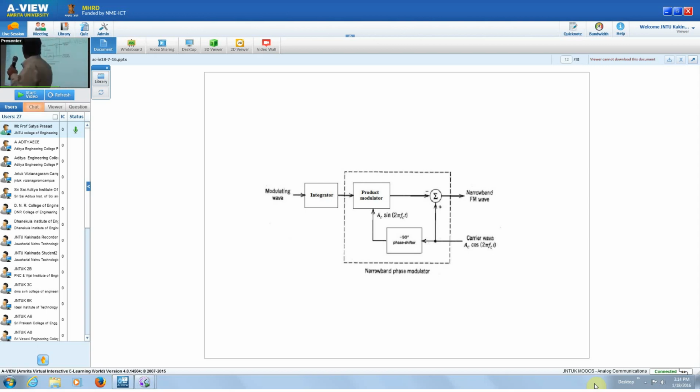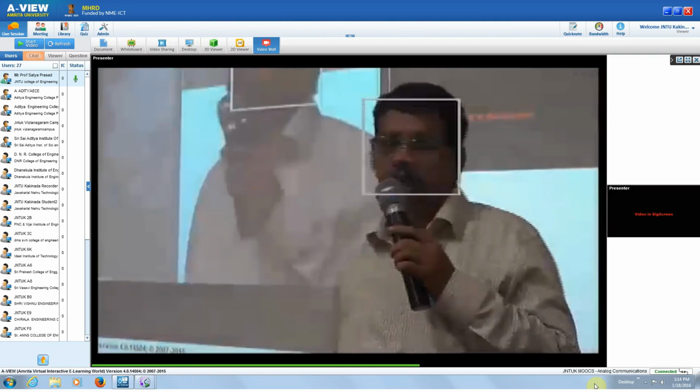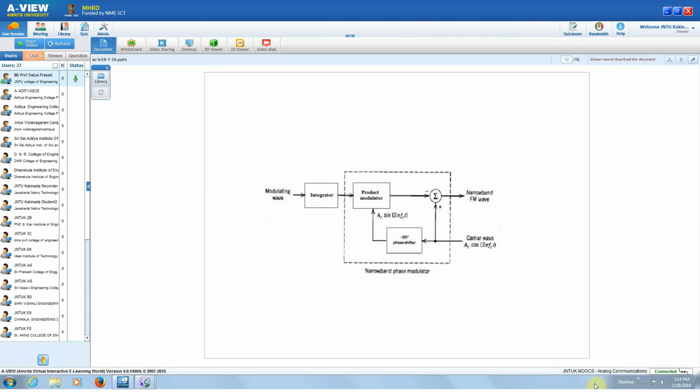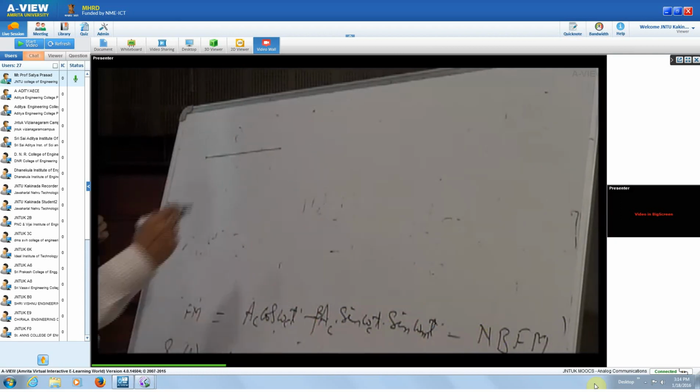So here we have this as the AM signal and this as your FM signal. How will the phasors be? The phasors of this AM and FM can be shown like this. So we have omega C or AC.